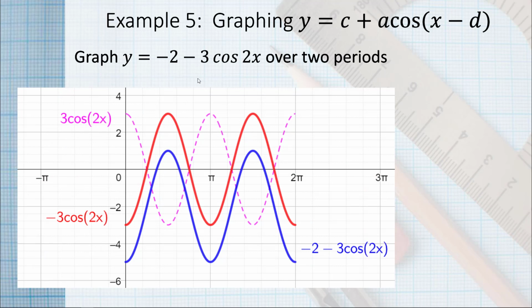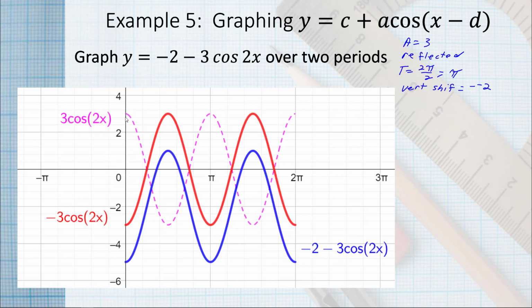Now notice here, we are going to graph y is equal to -2 minus 3 cosine 2x over 2 periods. So what do we have? We actually have a waveform whose amplitude is 3. It is reflected. Its period is going to be 2 pi divided by the coefficient next to the x, so its period is pi. There is no phase shift, but there is a vertical shift of -2.